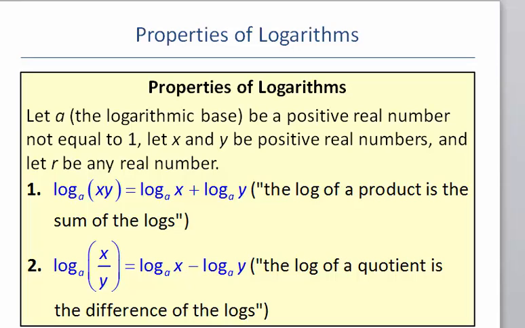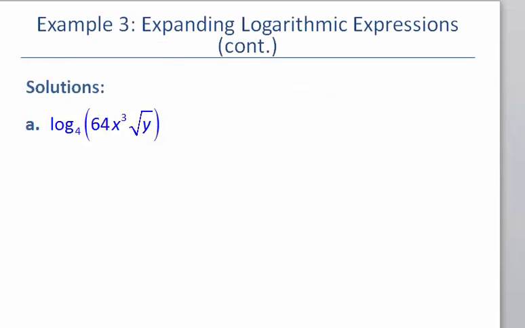Now remember that property 1 deals with the product of terms. So in property 1 we have x times y and we break it up with a plus sign in between. In this first example, note that the problem has three things that are multiplied together: 64 times x cubed times the square root of y. So I'm going to use that first property to rewrite this as a sum of three logarithms. We're going to have log base 4 of 64 plus log base 4 of x cubed plus log base 4 of the square root of y.